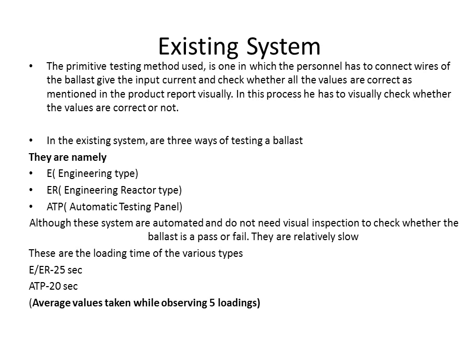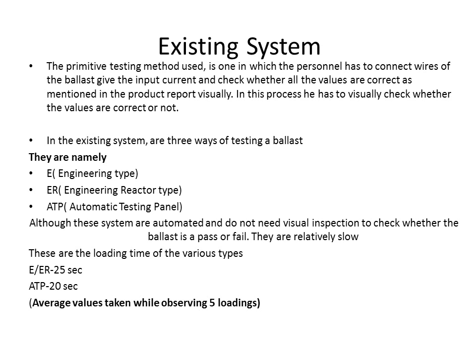Existing system. In the primitive testing method, the personnel has to connect the wires of the ballast, give the input current, and visually check whether all the values are correct as mentioned in the product report. In the existing system, there are three ways of testing a ballast, namely E, ER and ATP.